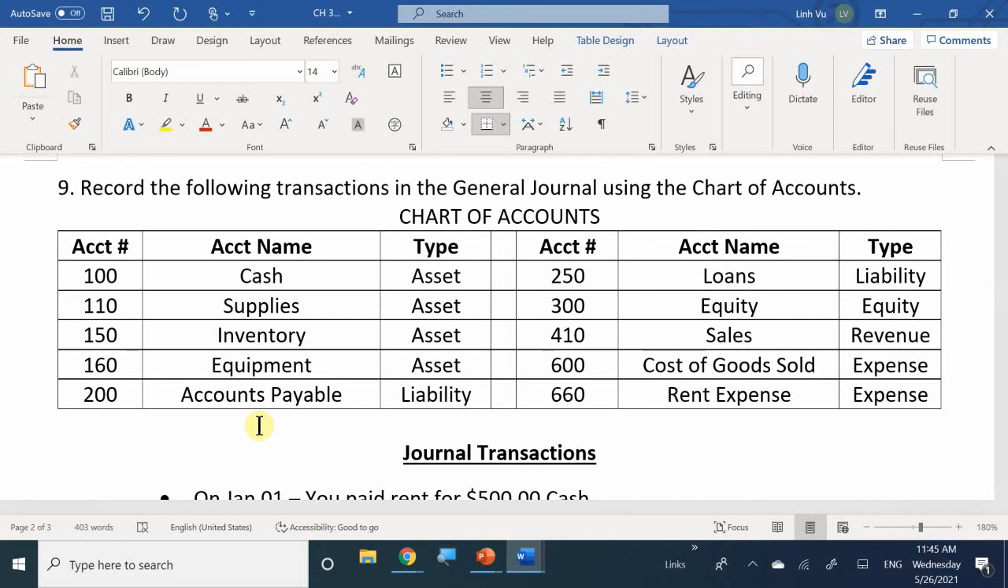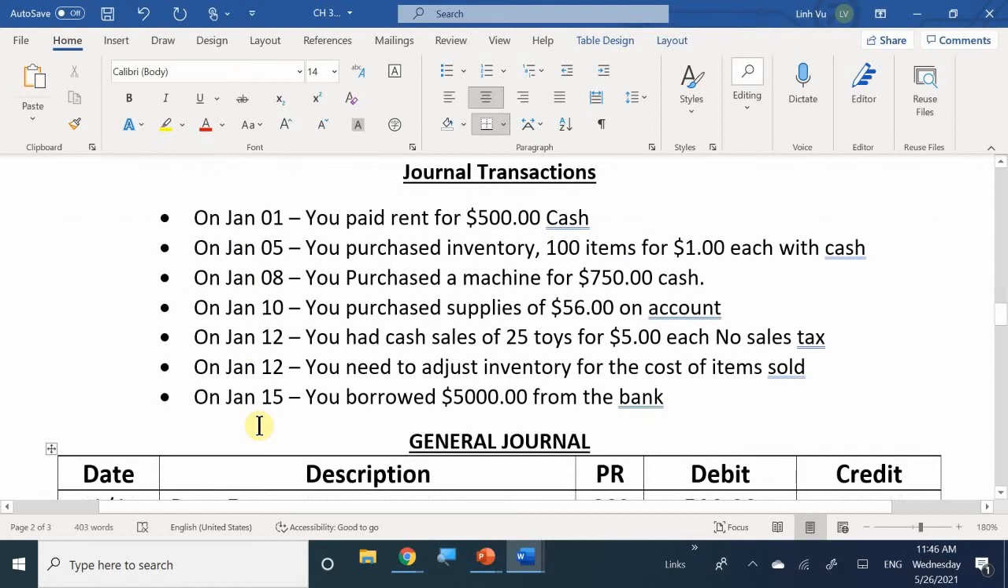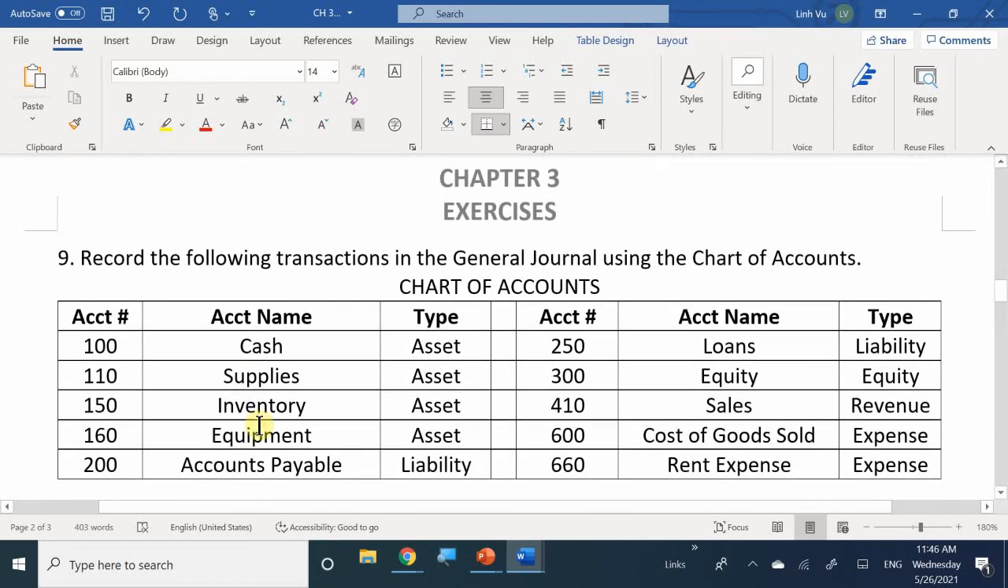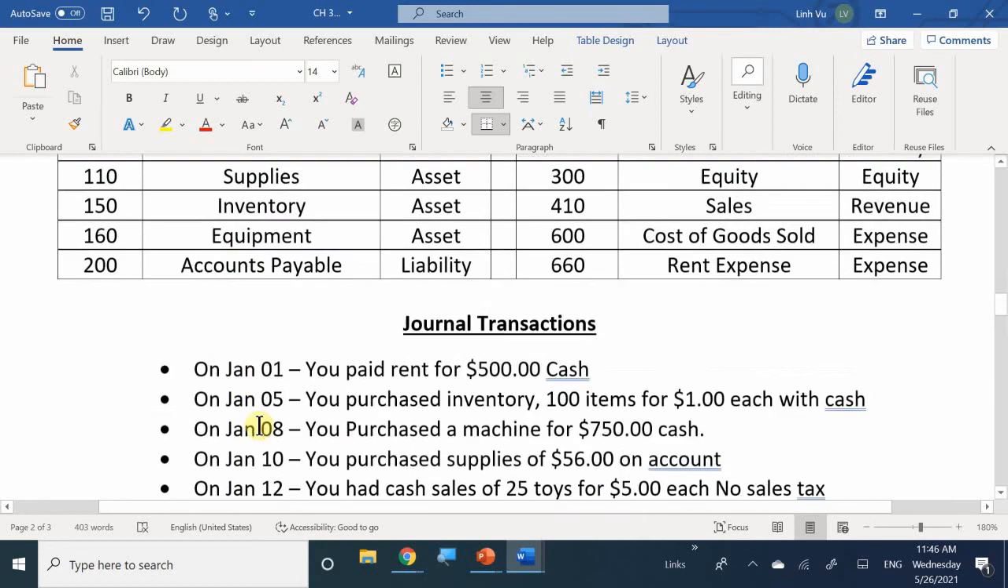What did we do? Would it be equity? Okay, that's the value of your company. Inventory? No, because we're not acquiring inventory, are we? Sales, right? The idea here is we sold something. Okay, so the sales account is going to be 410.